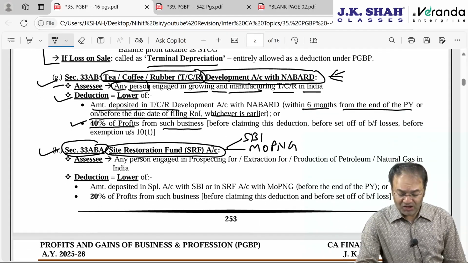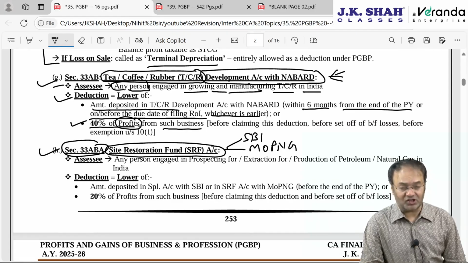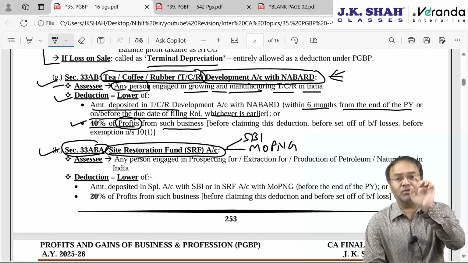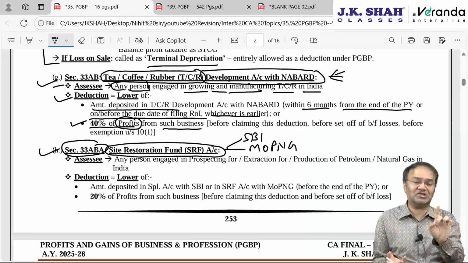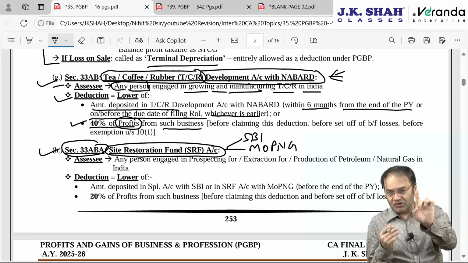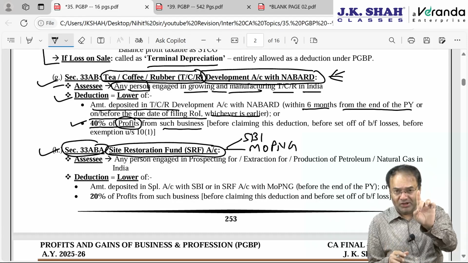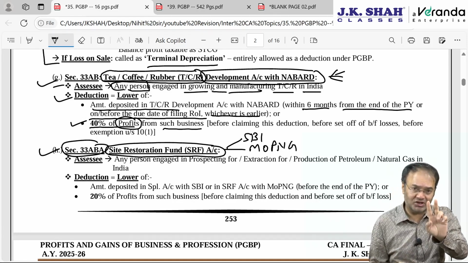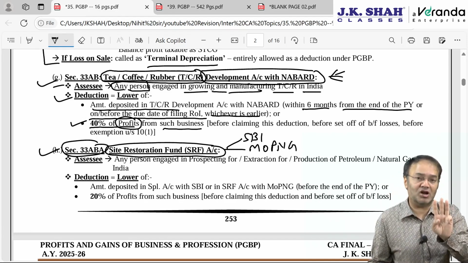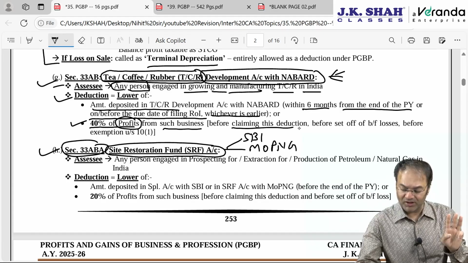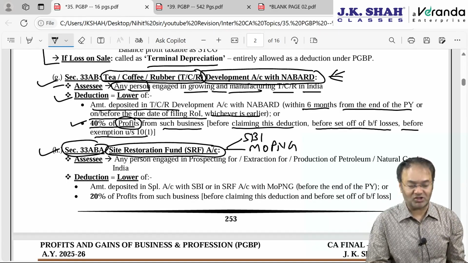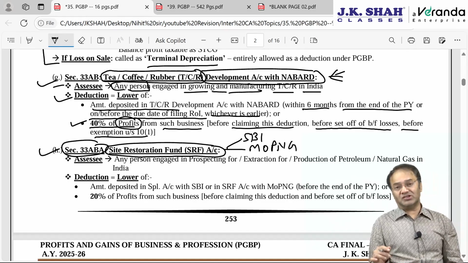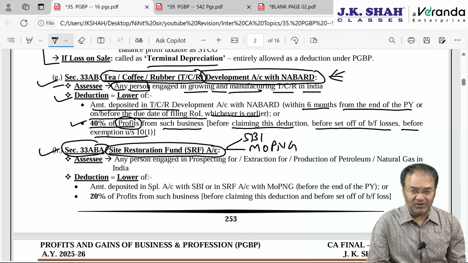However, it should be 40% of such a profit which is calculated before claiming this deduction. Obviously, so we are calculating how much is allowable. So the profit figure which we are taking into account should be before claiming this deduction, before claiming Chapter 6 deduction, before set off of brought forward losses, and before claiming exemption under 10(1). Next is section 33ABA.